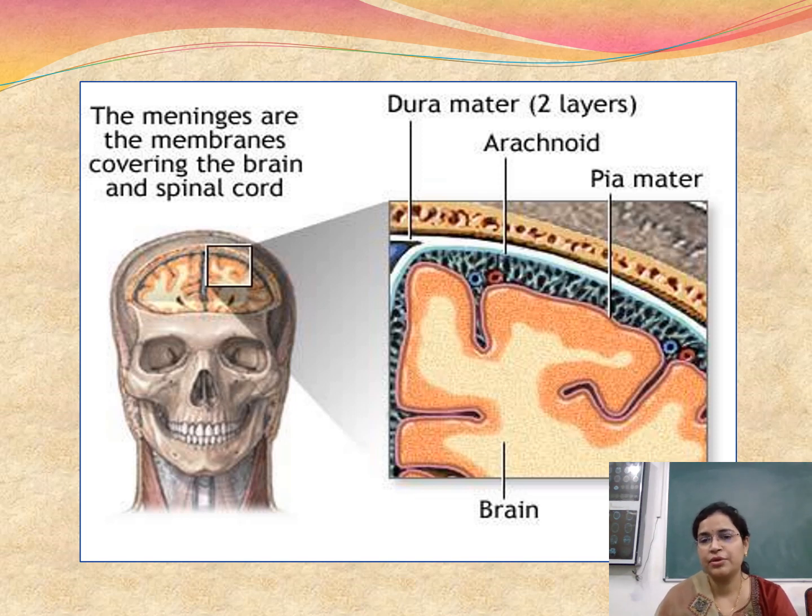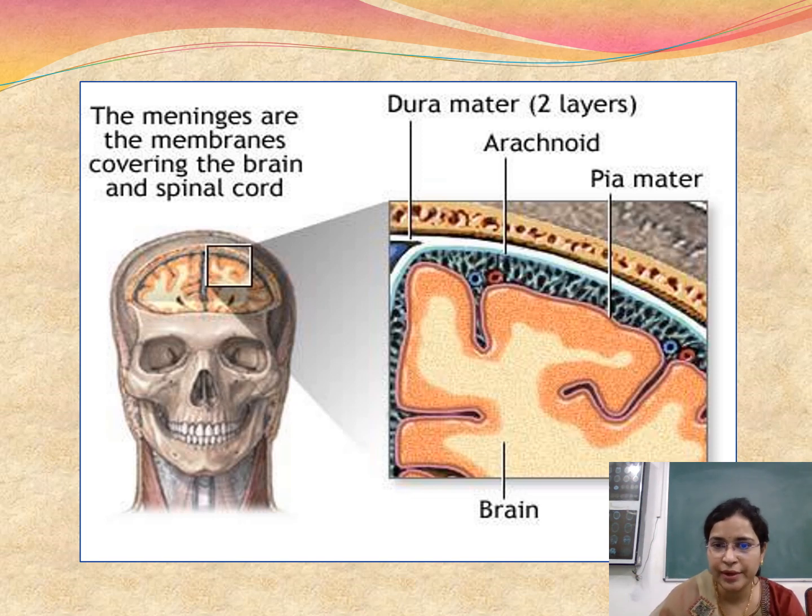But along with the cerebrospinal fluid, all the large blood vessels supplying the brain lie in the subarachnoid space. That means the major arteries and veins of the brain lie there. Here we can see the accompanying artery and vein present in the subarachnoid space, along with the CSF.